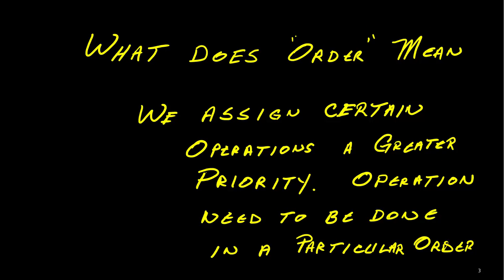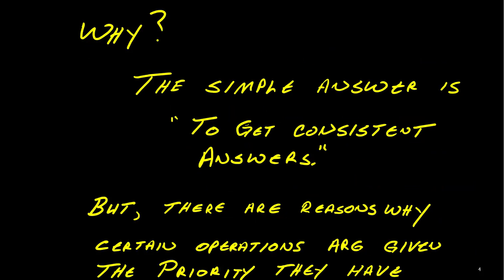So whenever we're talking about mathematical operations and the order of operations, what that means is that we assign certain operations a greater priority in a sequence of operations. Operations need to be done in a particular order to get a required outcome. So why do we have this agreement? The simple answer is simply to get the right answer.